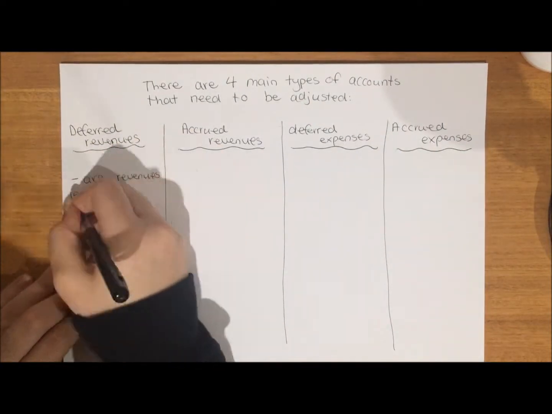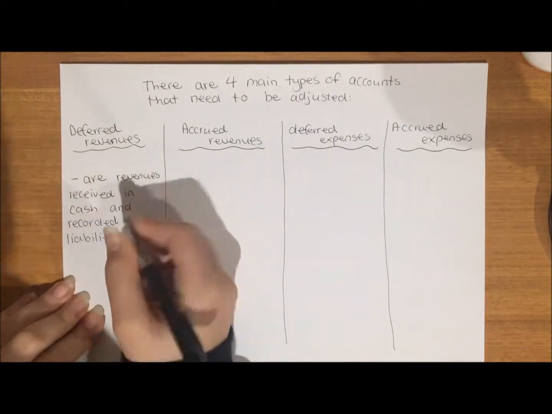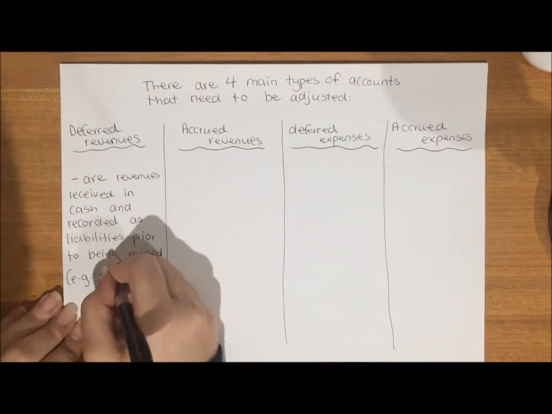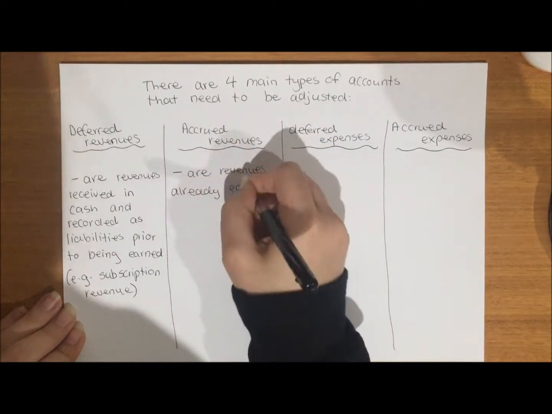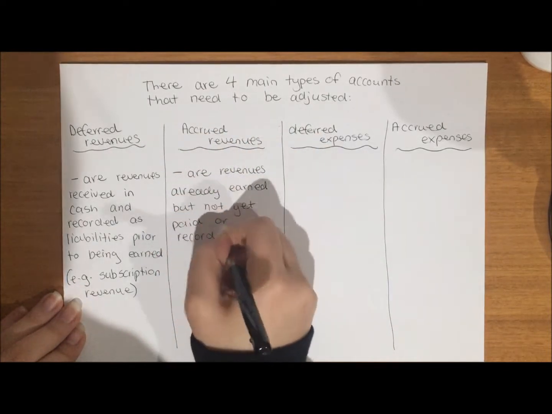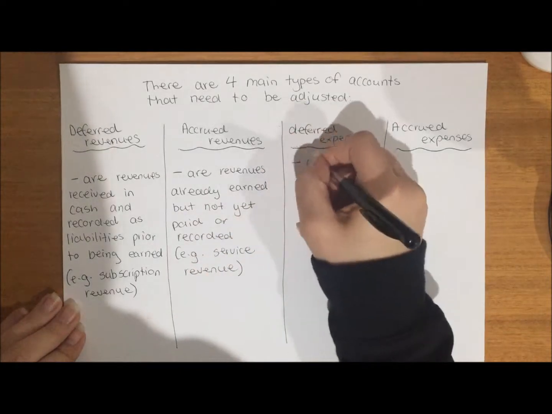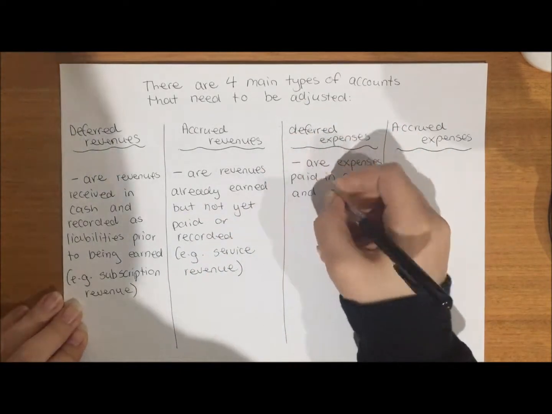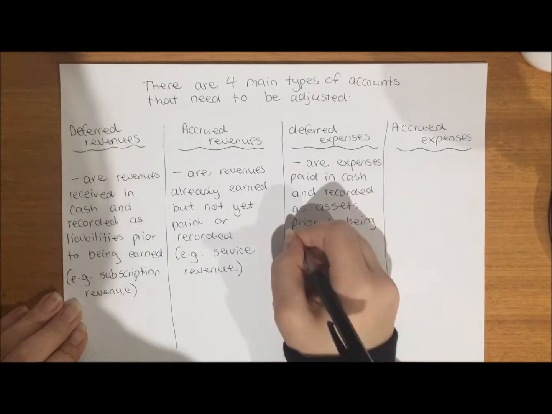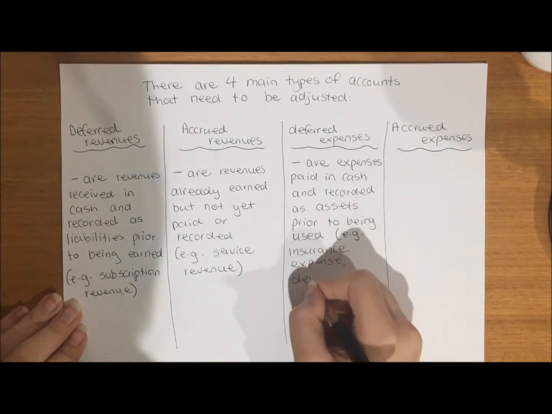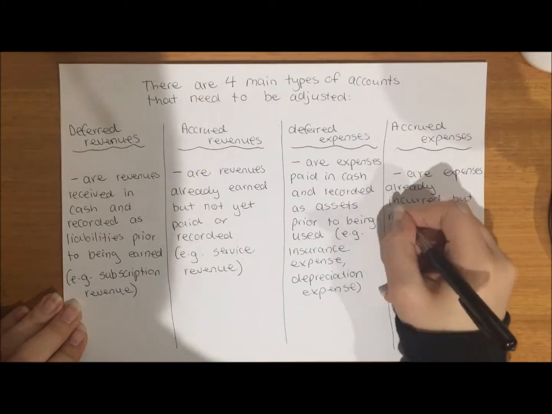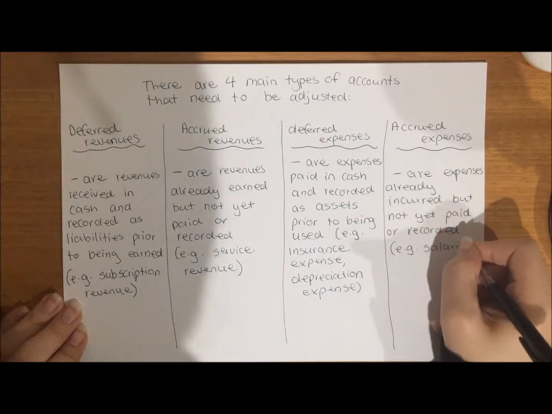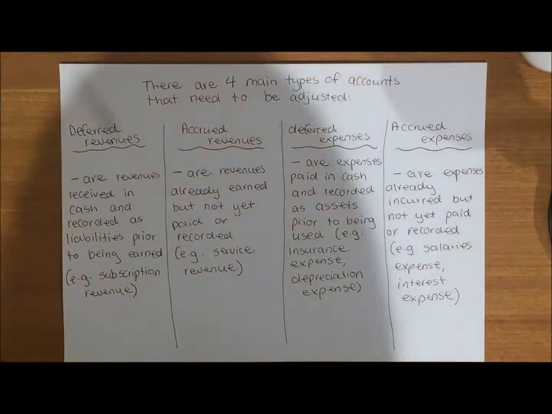Deferred revenues are revenues received in cash and recorded as liabilities prior to being earned, for example, subscription revenue. Accrued revenues are revenues already earned but not yet paid or recorded, for example, service revenue. Deferred expenses are expenses paid in cash and recorded as assets prior to being used, for example, insurance expense and depreciation expense. Accrued expenses are expenses already incurred but not yet paid or recorded, for example, salaries expense and interest expense.